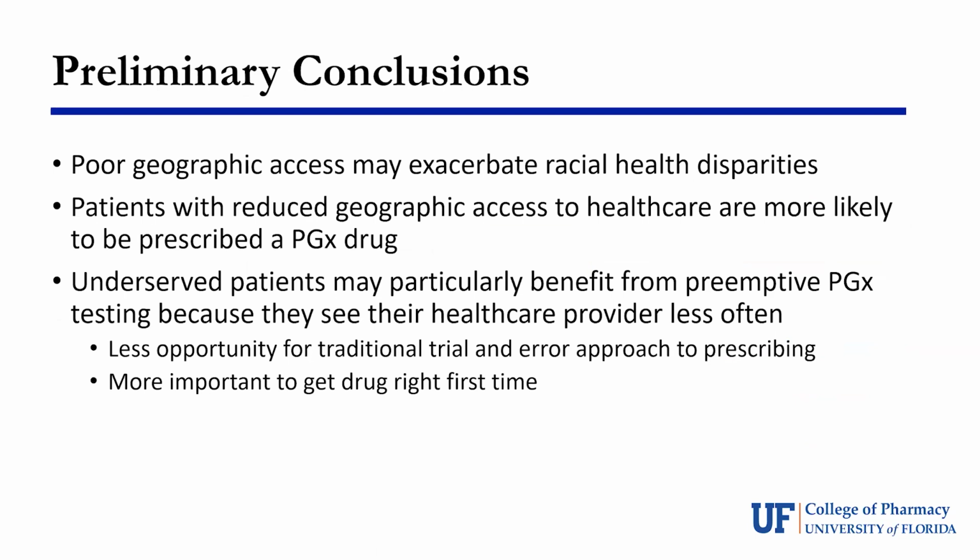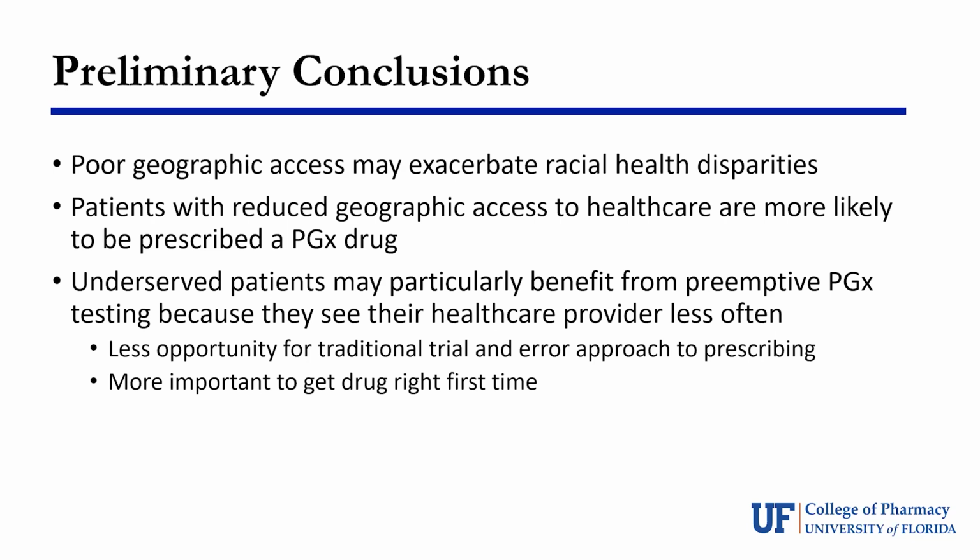And so basically what we concluded from this initial paper was that poor geographic access may exacerbate already present racial health disparities. And that indeed, as we hypothesized, patients with reduced access to healthcare are more likely to be prescribed a PGX drug. And when you put those two together, I think it really highlights how medically underserved patients are probably a particularly strong candidate to receive preemptive pharmacogenetic testing, because they're not seeing their healthcare providers as much, and they're getting prescribed more drugs with pharmacogenetic guidelines.